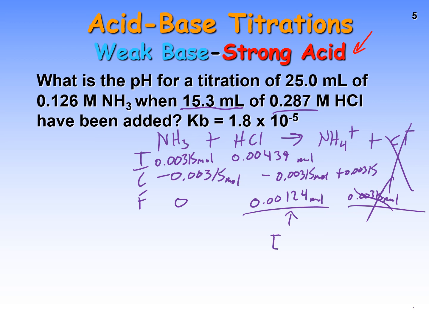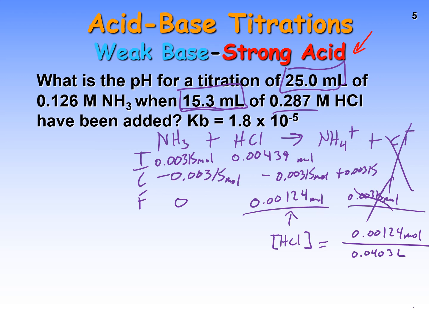Now, I need to calculate my HCl concentration to get pH, because it's the negative log of that concentration that will get me the pH. Well, I have moles, so how do I get this? I take my moles, 0.00124 moles, and divide it by the total volume in liters. That total volume will be 40.3 milliliters, so 0.0403 liters. 15.3 mL plus 25 mL gives me 40.3 mL.